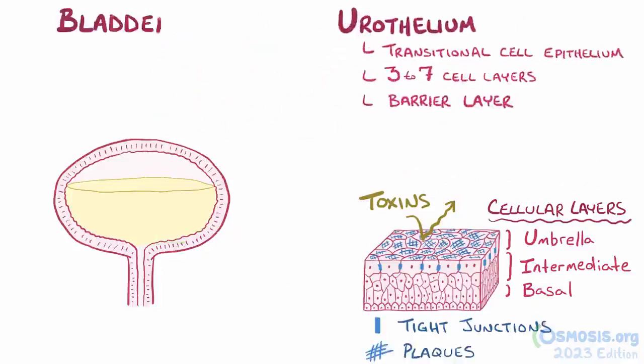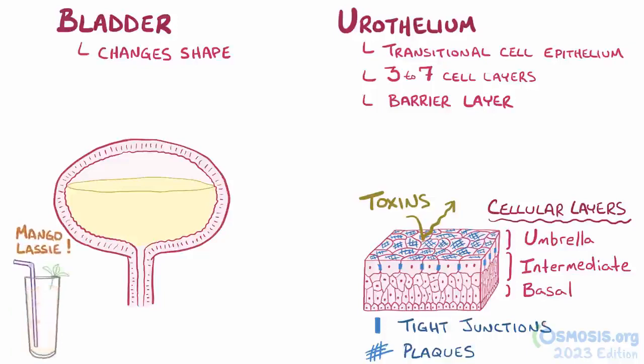Now, when you think about the bladder, it's going to cyclically change shape during the course of its normal function. For example, after you chug a tall mango lassi, your bladder will become completely filled up, only to be emptied again when you rush to the bathroom.